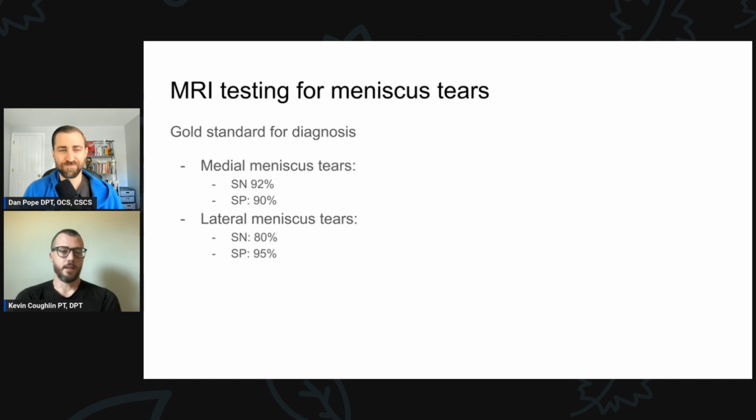And then just to quickly go over what's the gold standard here. If you are thinking that someone has a meniscus tear, you want to refer them to a doc that's going to get them an MRI. MRI is the gold standard, has fairly high specificity and sensitivity. For the medial meniscus, sensitivity is 92%, specificity is 90%. Those are pretty solid numbers. For the lateral meniscus, sensitivity is 80% and specificity is 95%.